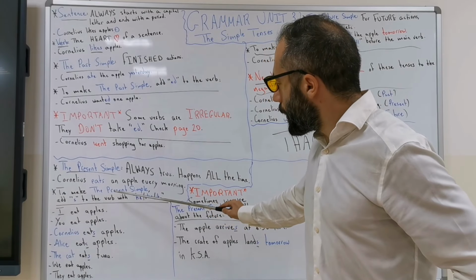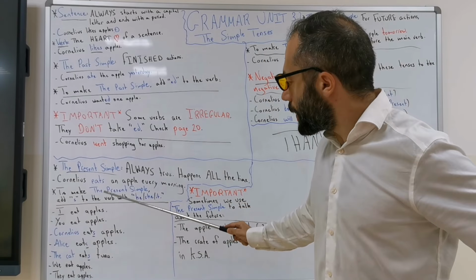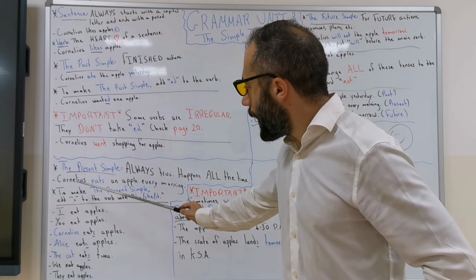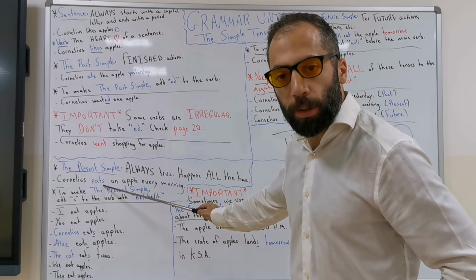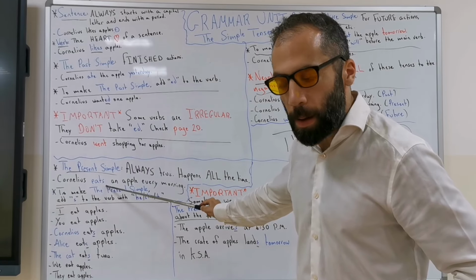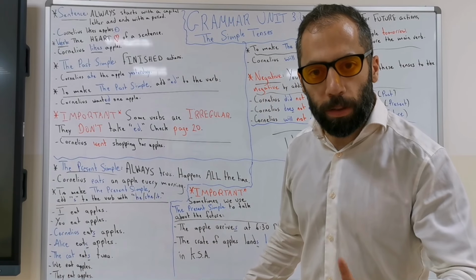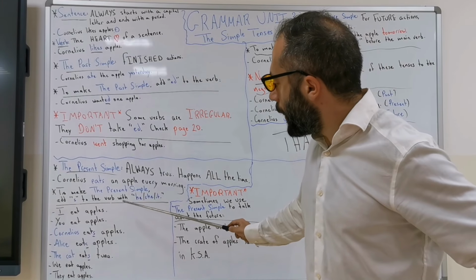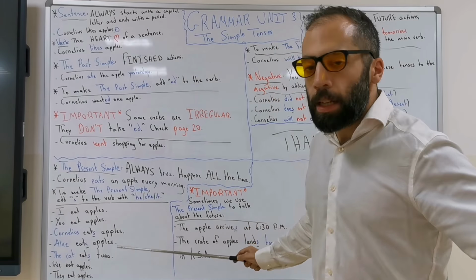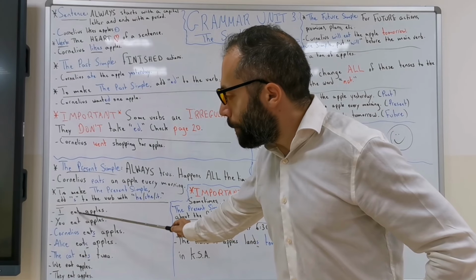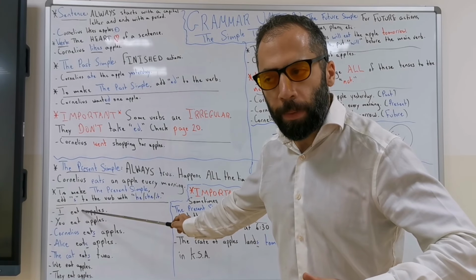Now, to create the present simple, I'm going to add S to the verb. You will notice how I added S to the verb eat. Cornelius eats. So I will simply add S to the verb. But not to all the verbs, only the verbs with he or she or it. So what does this mean?